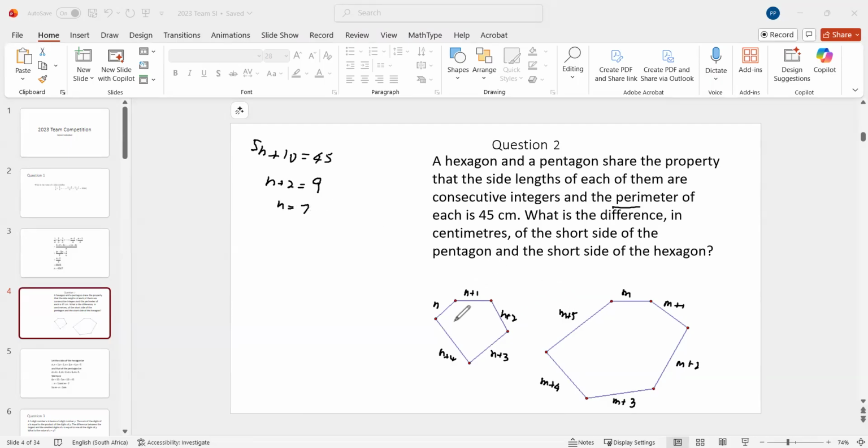Right. So the pentagon has sides 7, 8, 9, 10, and 11. If you add up all these, you will get 45. Okay. So that's the pentagon. While in the hexagon, you've got 6n. When you add up all these, and now you have 1 plus 2 plus 3 plus 4 plus 5. So that works out to 15. And that's also 45. Both of them have the same perimeter. All this time you can divide by 3.